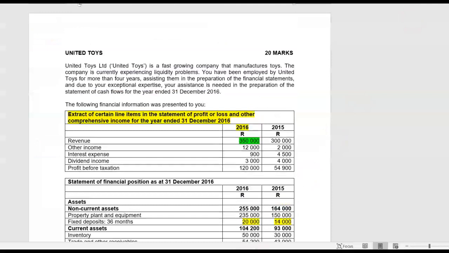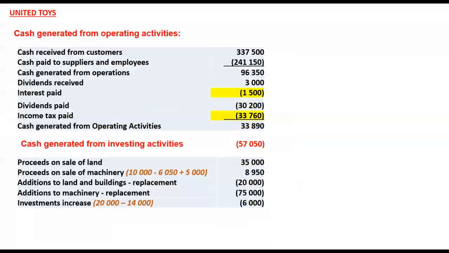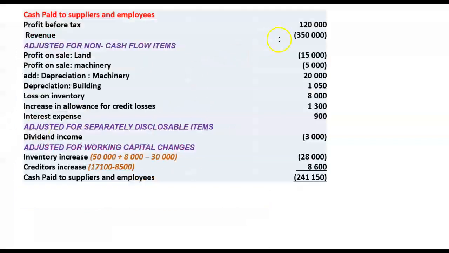And where does this calculation start? This calculation starts with my profit before tax. Profit before tax equals 120,000 Rand. Now remember, cash paid to employees and suppliers is all about expenses. So the first thing that was included in that profit figure was my revenue, which I have to take out. It's got nothing to do with expenses, and I've in any case already used my revenue figure. So I'm going to take out my revenue of 350,000.